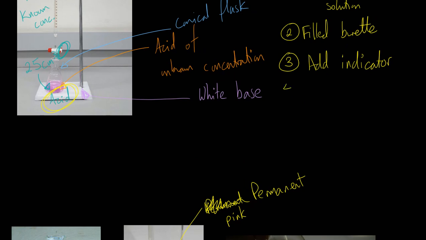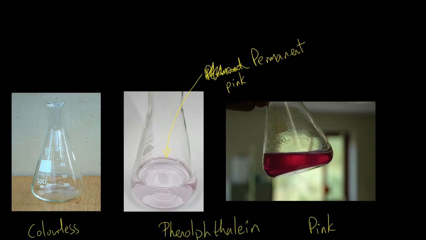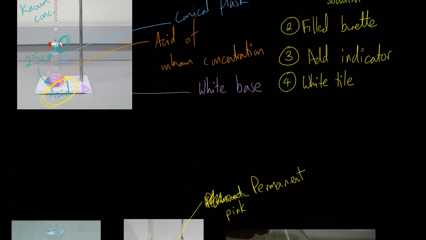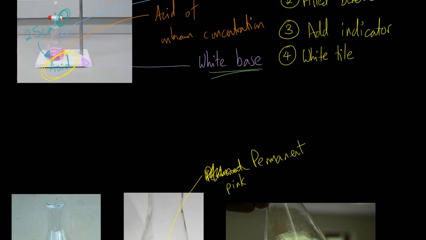Now, step 4 is going to be your white tile. Remember, what you are looking for is the very, very, very first permanent pink colour, and without a white background, that's really difficult to spot. It's why this experiment here has got this white base to make it a little bit more obvious. Okay, so you've got a white tile. Step 5, you note the start volume in the burette.